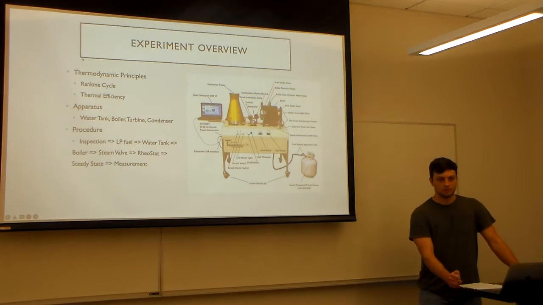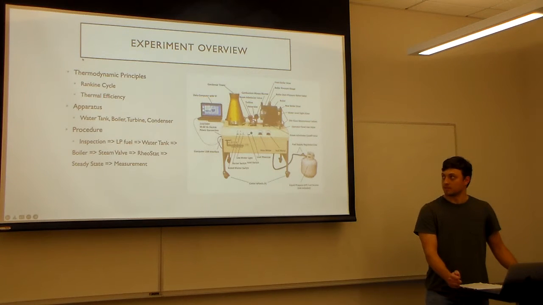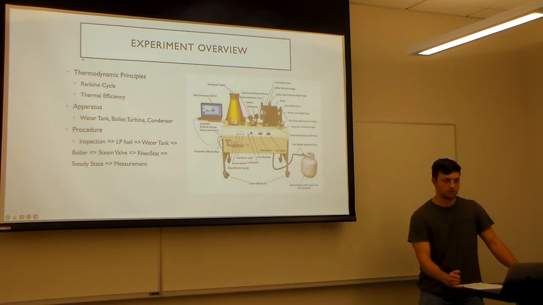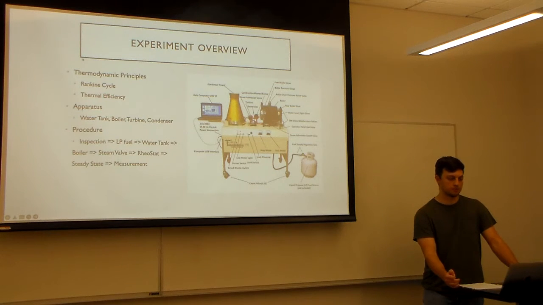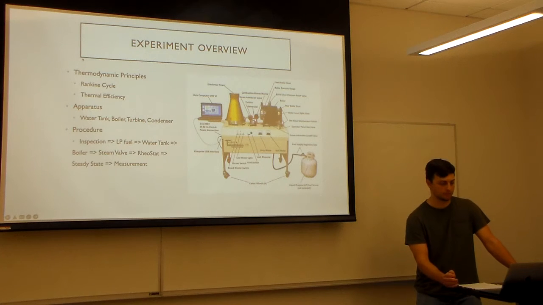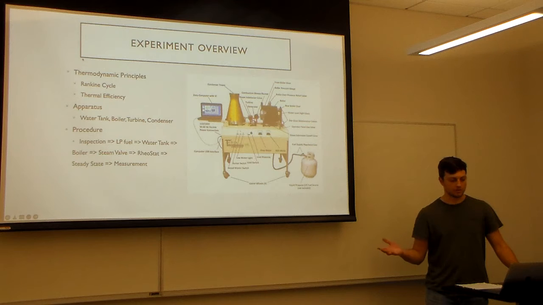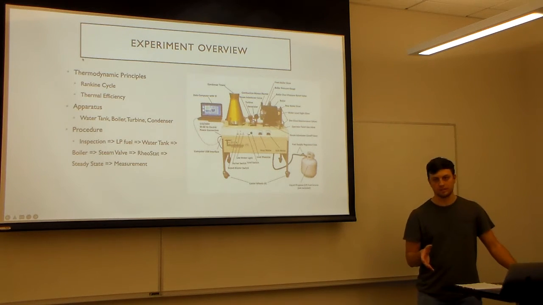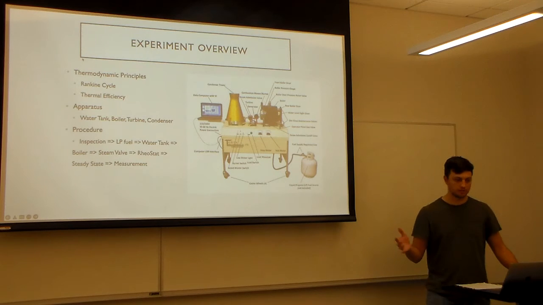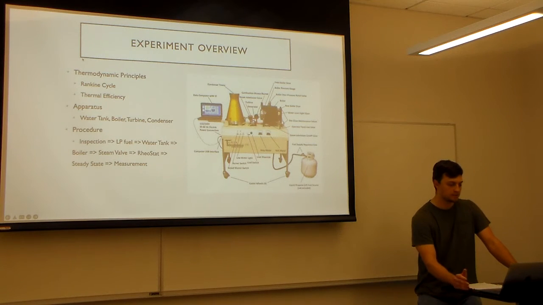So just to give an overview of what we did for this experiment, we were simulating a power plant based off of the Rankine cycle for power production. We were looking at the principles of the Rankine cycle and also the thermal efficiency that comes from that cycle. The apparatus included a water tank that was feeding into our boiler, that was creating steam to feed into our turbine to then be cooled off in our condenser, and we tried to collect as much as we could back from that.